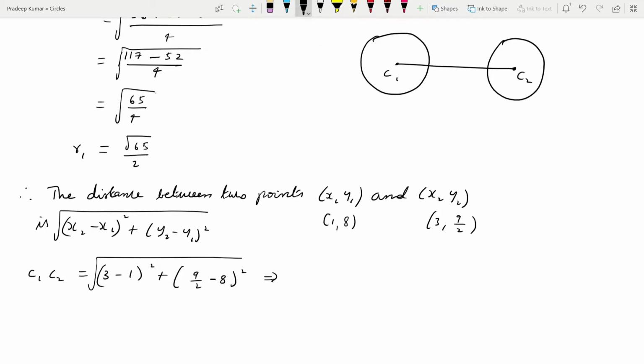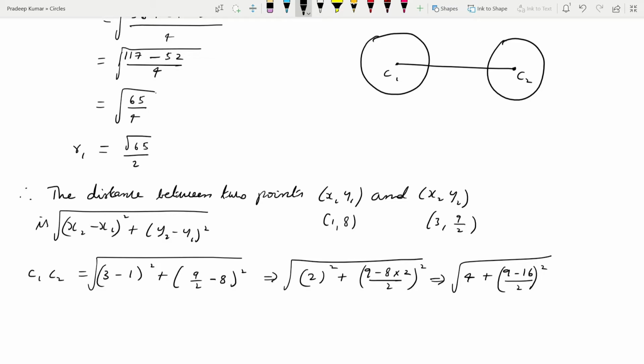So this is 3 minus 1, that is 2 square, plus 9 by 2 minus 8. First we'll solve this. So I can write here (9 minus 8 into 2) by 2, that was just an LCM, so of course the square is there. So now I can write this as 2 square is 4 plus, so this is (9 minus 16) whole by 2, and the square is there still. Let's just further solve this.